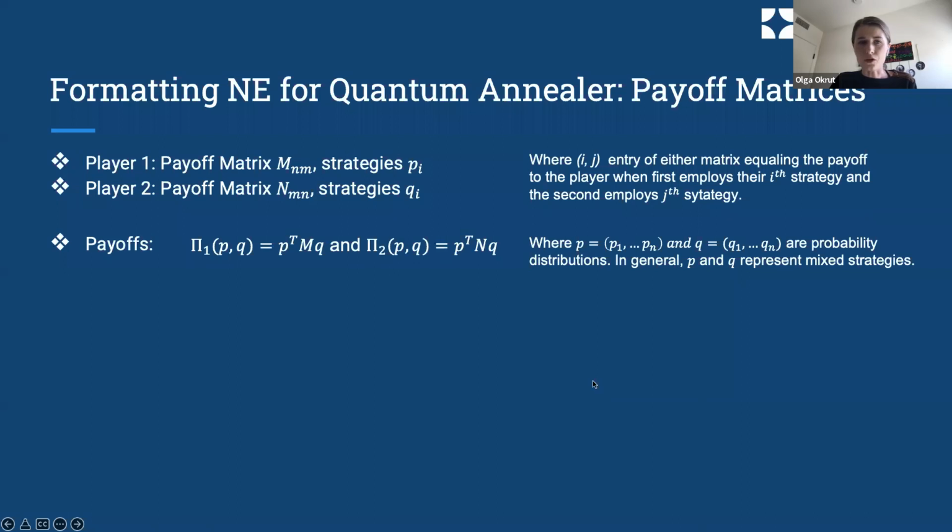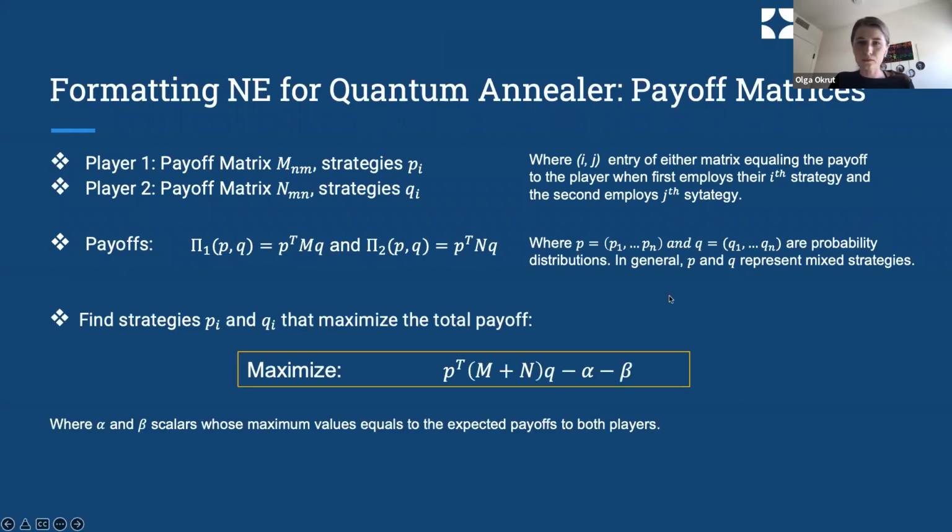And so then to calculate the payoffs for the players, we just multiply P transpose times M times Q for the first player, and for the second player, the payoff would be P transpose times N times Q. And of course, in the problem of Nash equilibrium, we're interested in finding the maximum total payoff for both players in the game.